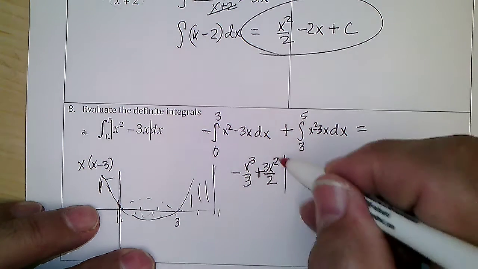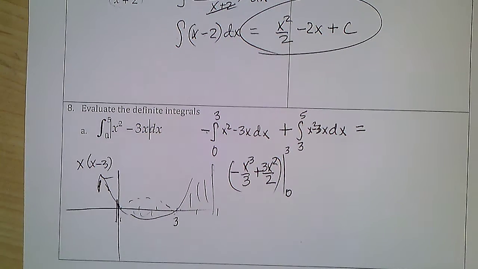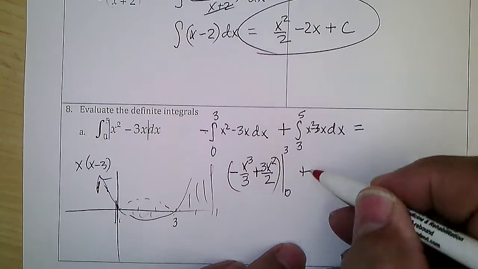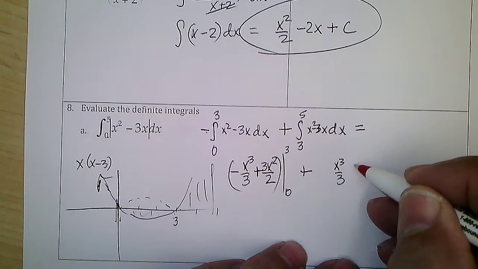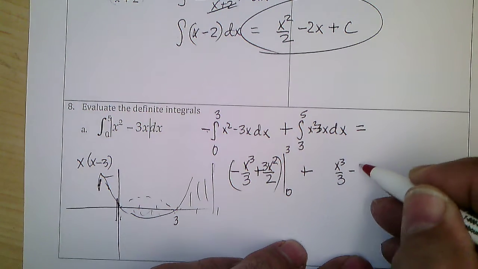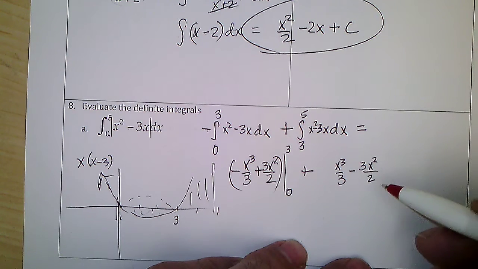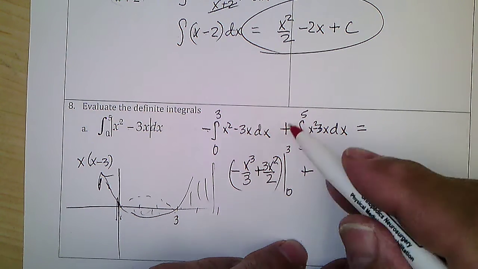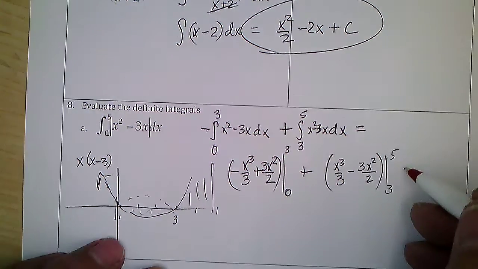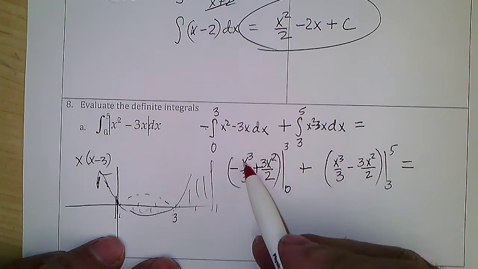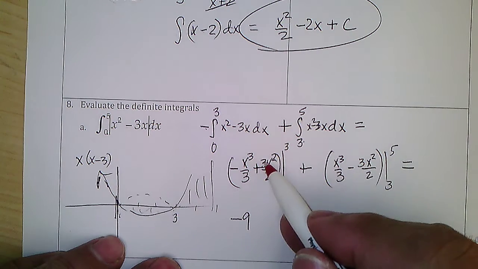We've got to evaluate this from 0 to 3, plus. We've got to integrate the same thing, so it's going to be x to the third over 3 minus 3x squared over 2. And I don't have to change the sign on this one. Evaluate it from 3 to 5, which is going to be 27 over 3, or minus 9. 3 squared is 9 times 3, 27 over 2.